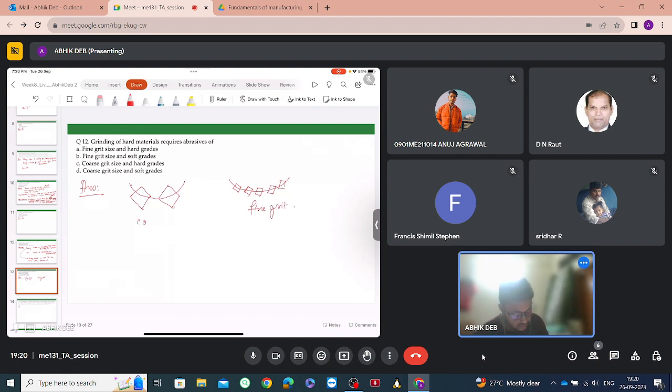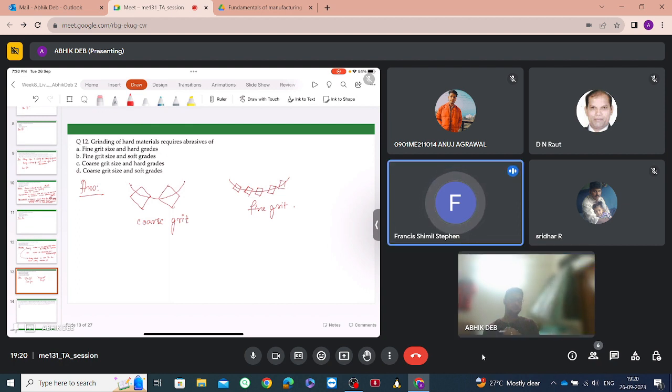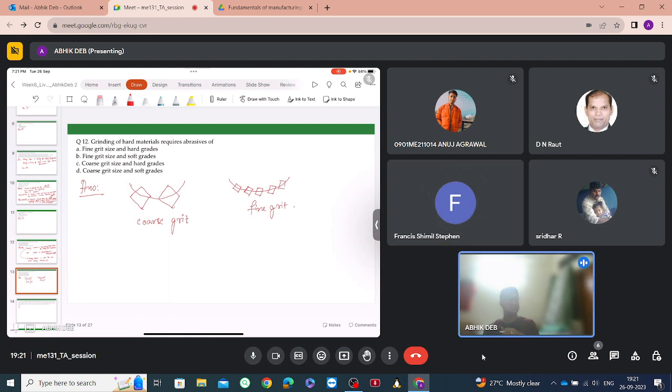And this is coarse grit. Now, by intuition, can you think of a reason why for hard materials we are using fine grit? So the surface contact will be more for the fine grit. Sorry, surface contact during the grinding. Okay. Any other answer?